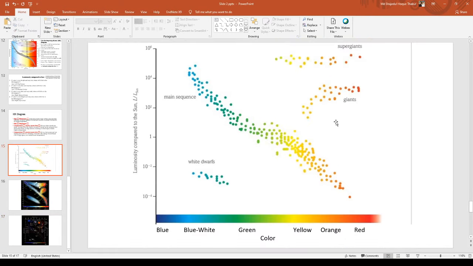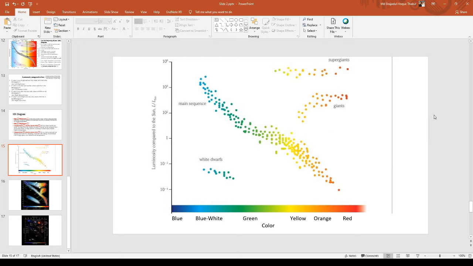So overall, to summarize, the diagram looks like this. This is very simplified, right? Some white dwarfs here, the main sequence here, the giants are here, and the supergiants are here. Now, why are the white dwarfs here?